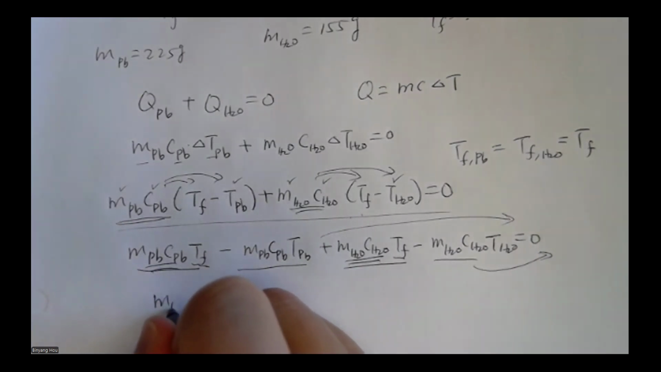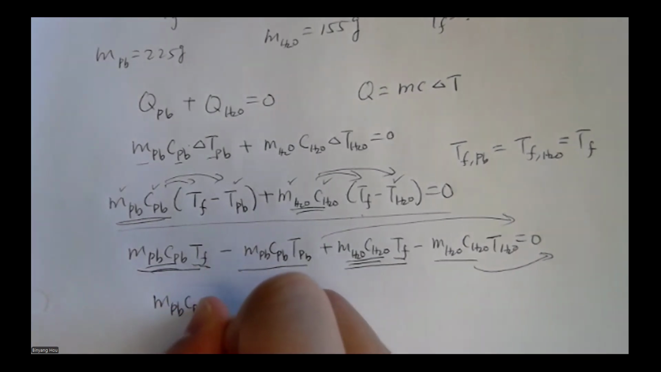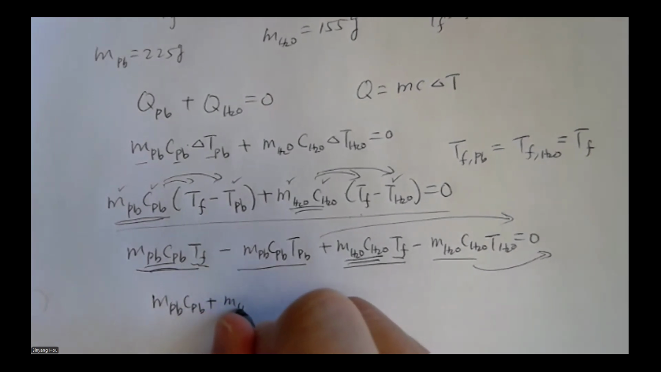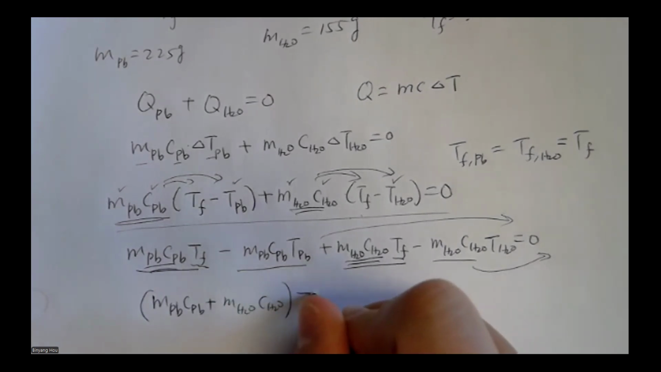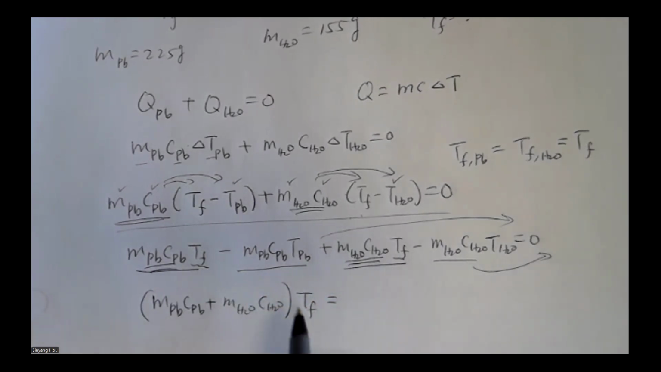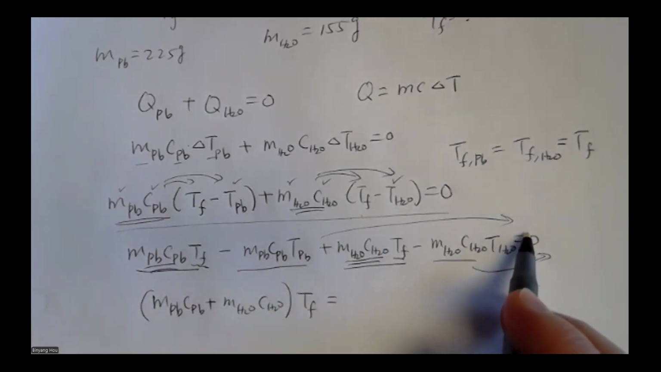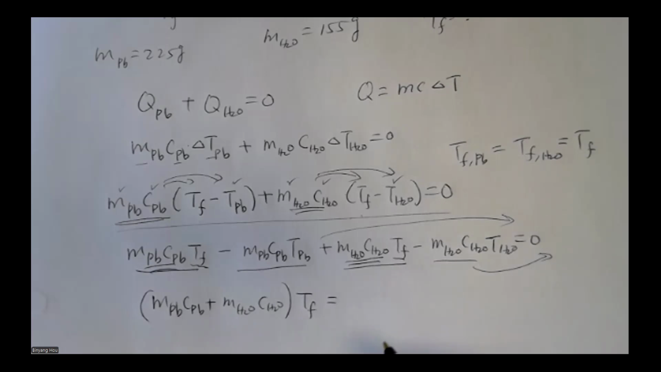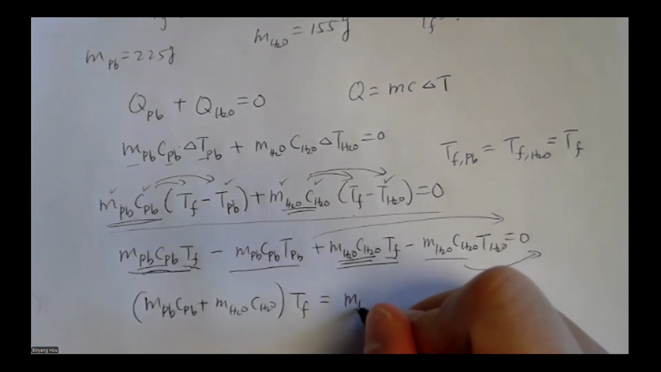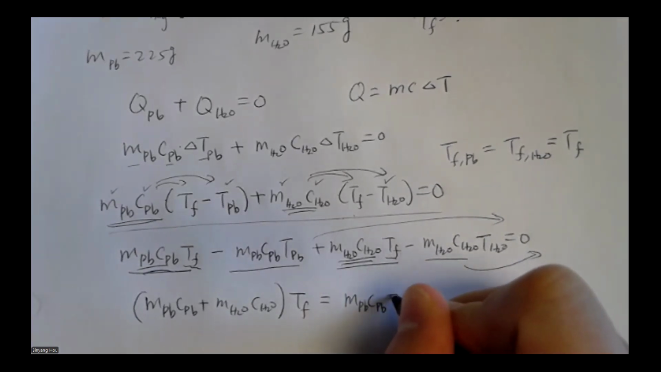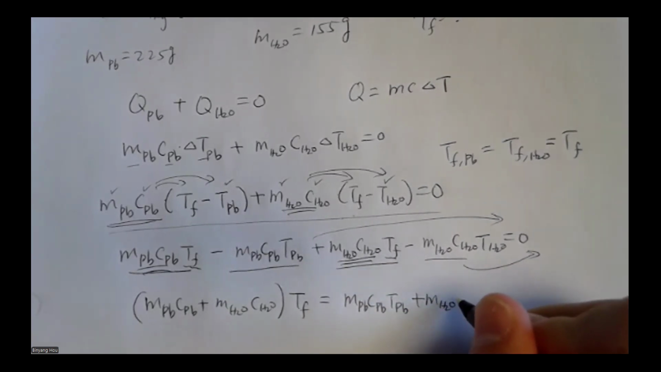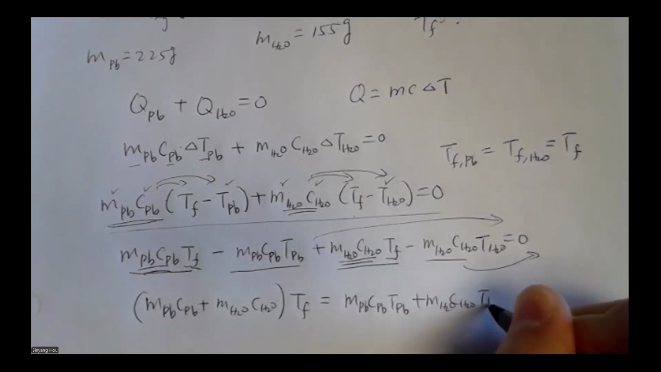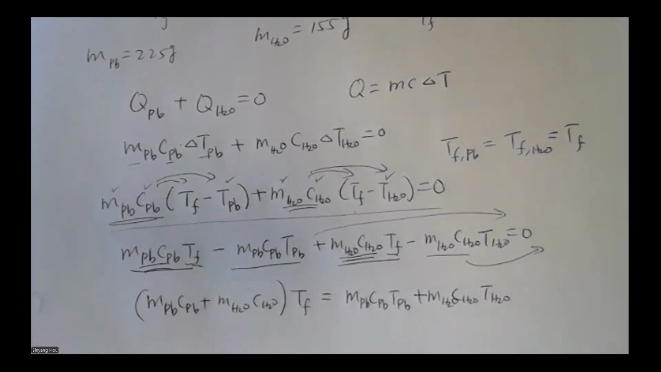Okay, so we do MPB, CPB plus MH2O, CH2O, right? Both together times TF equals, go to the other side, minus becomes positive. So MPB, CPB, TPB, okay? And then plus MH2O, CH2O, and TH2O. All right.